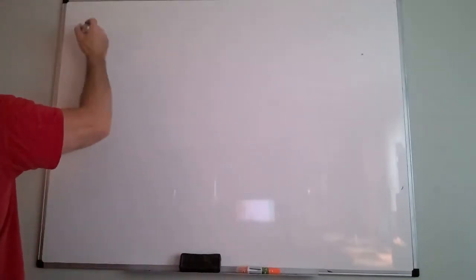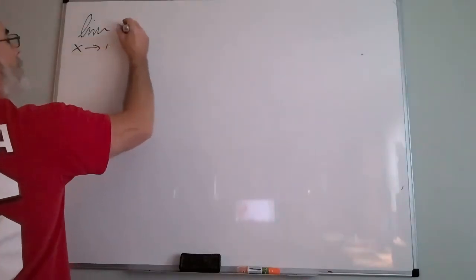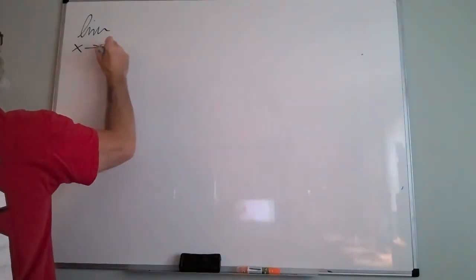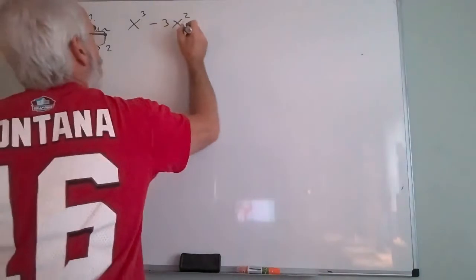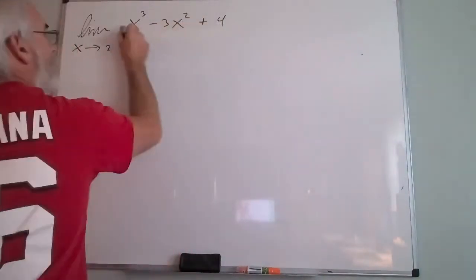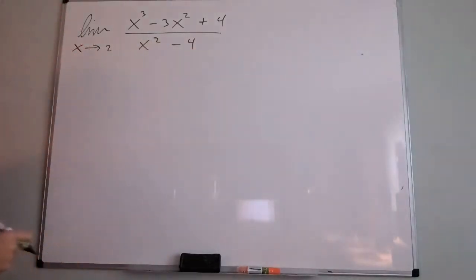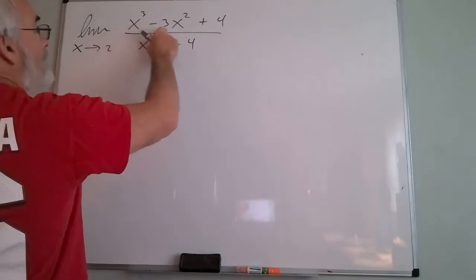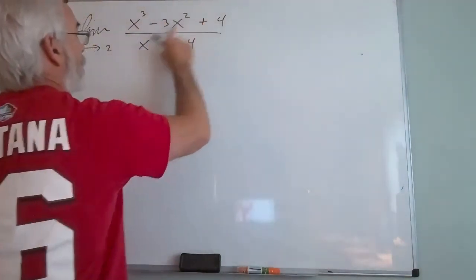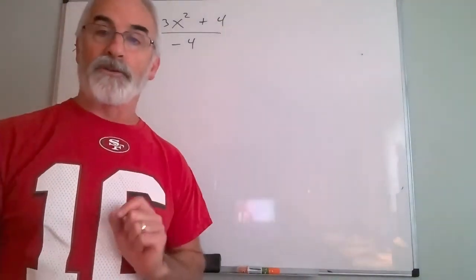Let's suppose, I'll keep it simple, I've got the limit as x goes to 2 this time. 1's getting used up. How about x cubed minus 3x squared plus 4 over x squared minus 4. Let's keep it real simple here. Now, obviously, we can use L'Hopital's rule on this one. Well, let's make sure. 2 cubed minus 3 times 2 squared plus 4 is 0. 2 squared minus 4 is 0. Okay, I can use it.